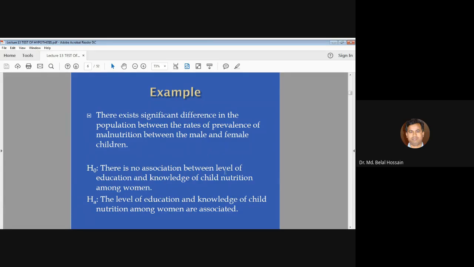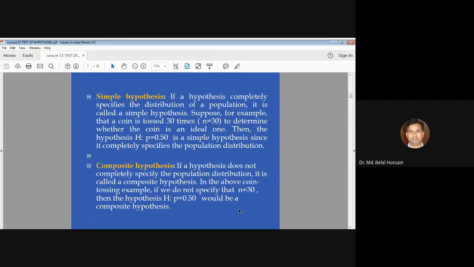There is no difference between the level of education and knowledge of child nutrition among women. If you consider this as null hypothesis, alternative hypothesis can be that the level of education and knowledge of child nutrition among women are associated. So this is null hypothesis and alternative hypothesis.